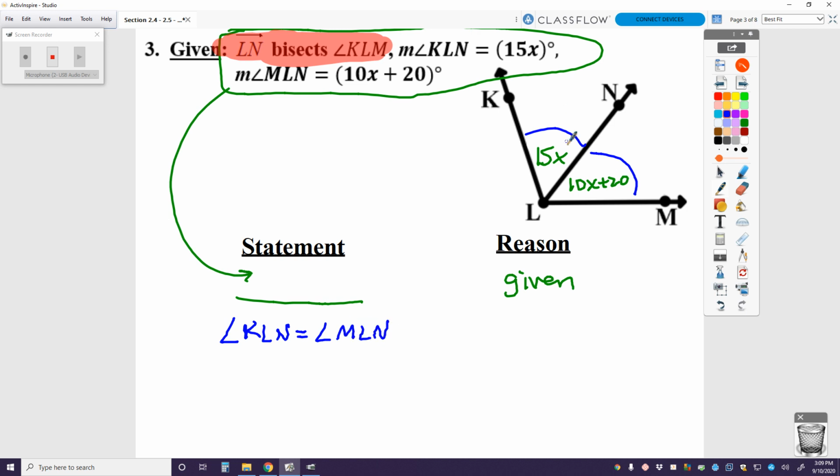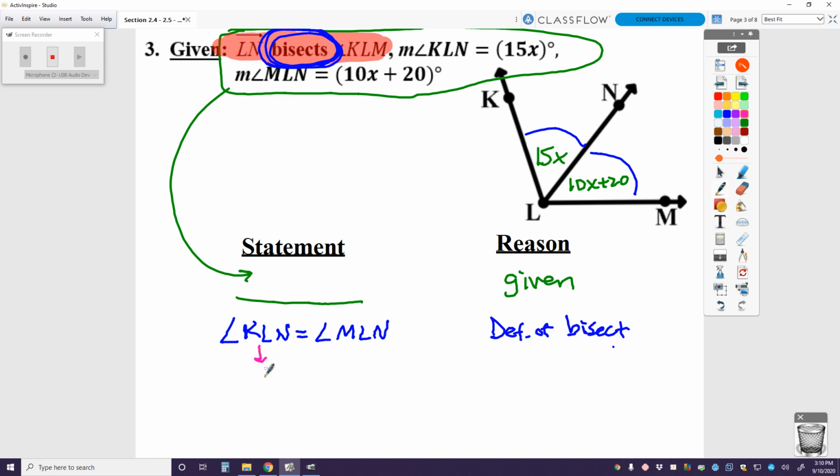And how did we know those two angles were equal to each other? Well, we had a vocabulary word up here, bisect. And anytime you have a vocabulary word, we need to define what that word means for us mathematically, or geometrically in this case. So definition of bisect. We knew that this little angle and that little angle had to be equal. Now we can make our substitution steps.